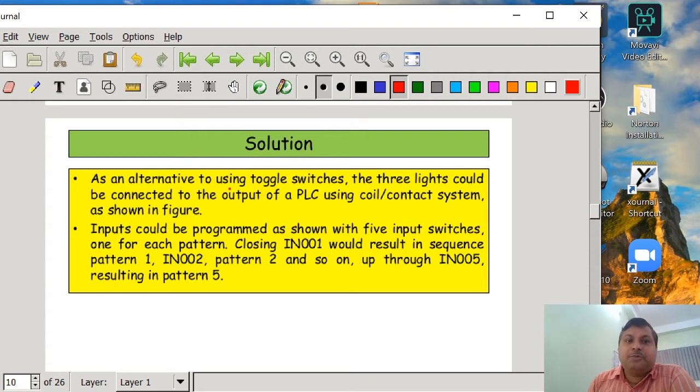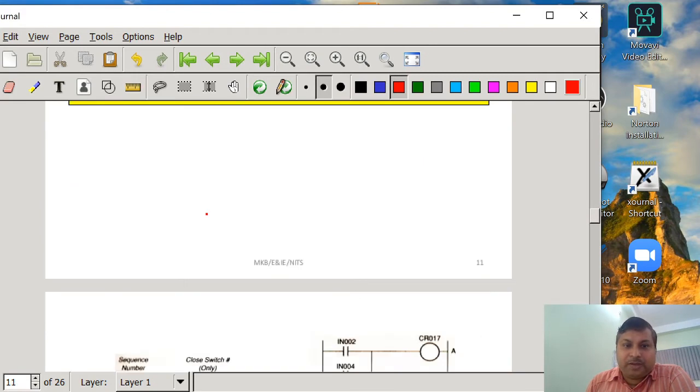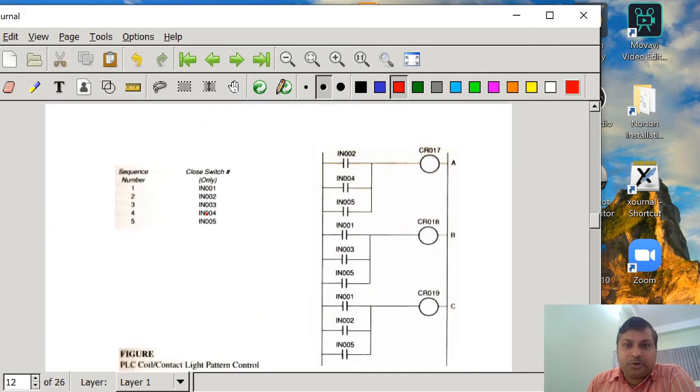As an alternative to using toggle switches, the 3 lights could be connected to the output of a PLC using a coil contact system, as shown in the figure. So let us see how it is going to operate. We have the A, B and C lights and 3 switches, and the 5 combinations we have.